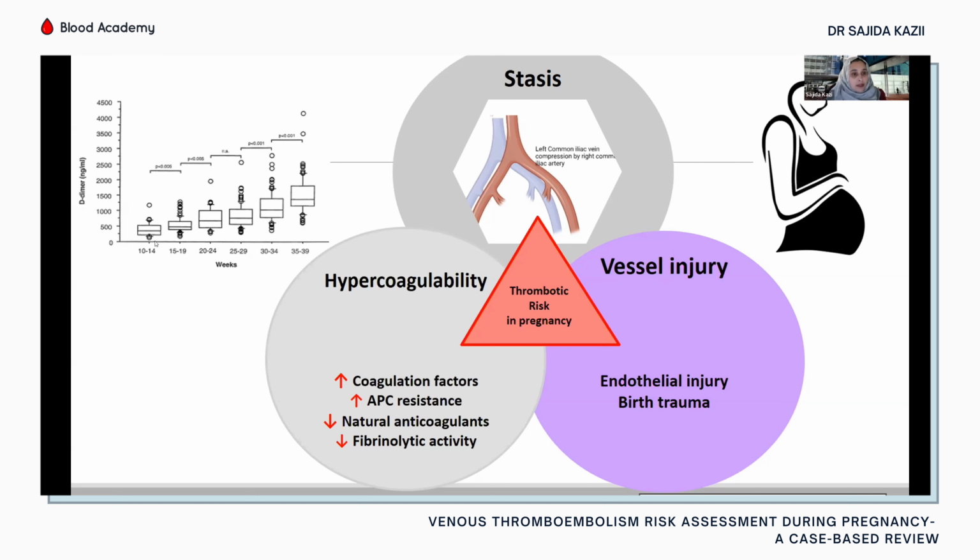In terms of hypercoagulability, this was a study published by Chabloz in 2001, looking at around 500 D-dimer values from around 150 women during pregnancy. What we're seeing is that there is an increase in the D-dimer levels as the pregnancy progresses.